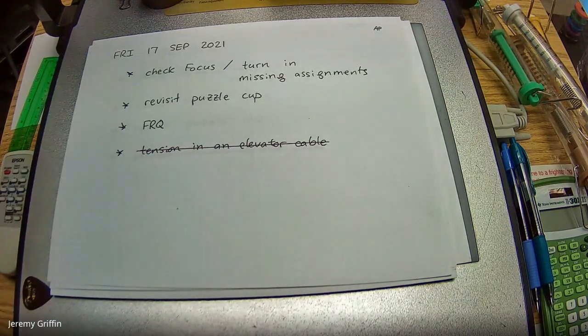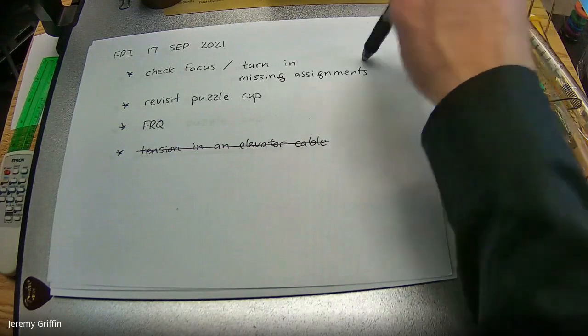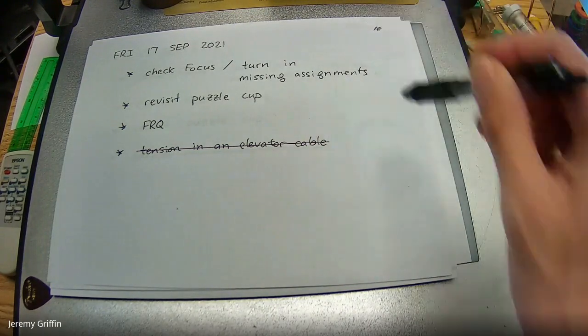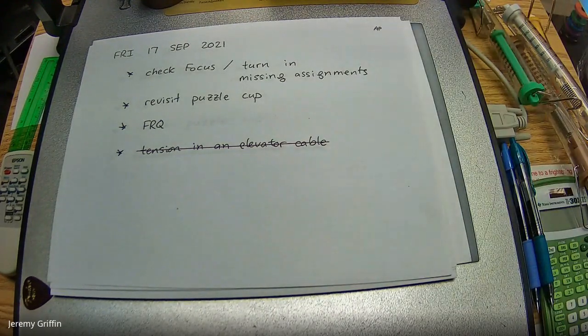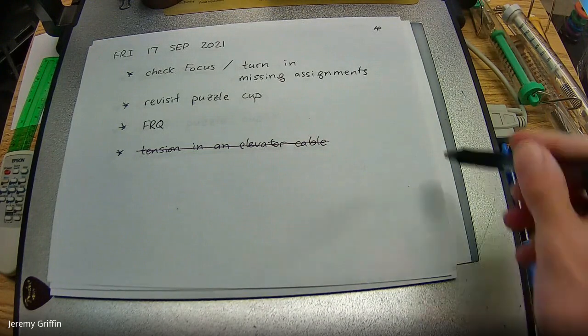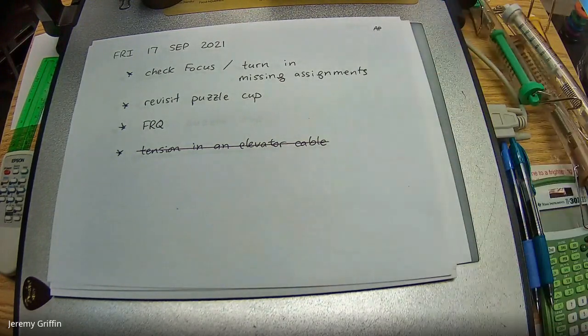Recording is rolling. So here's our agenda. Oh, you guys remember to check focus, make sure you got all your assignments in. I'm still waiting for a couple of quizzes from students here and there. I do want to get your quizzes back to you so you can see how you did. I want to post the solutions. You guys can do corrections for partial points, all that stuff.